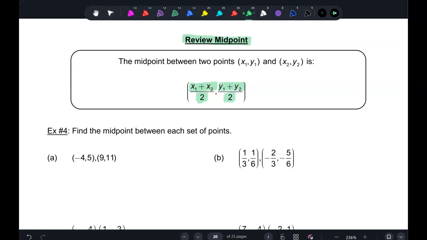Okay, midpoint. Think of it as the average of two numbers. So how do you average two numbers? You add them and divide by 2. So if you have a 90% on one test and an 80% on the other, you would find the average. Is that a plus? Well, no, because it's a point.